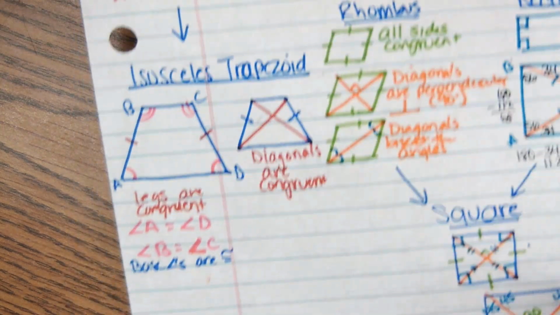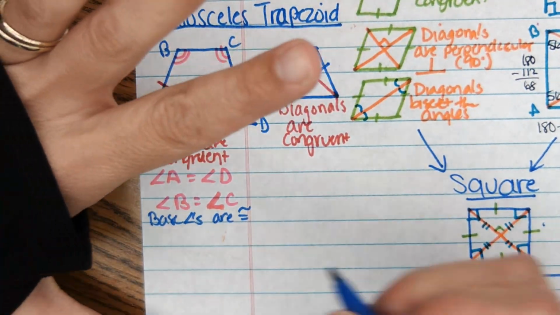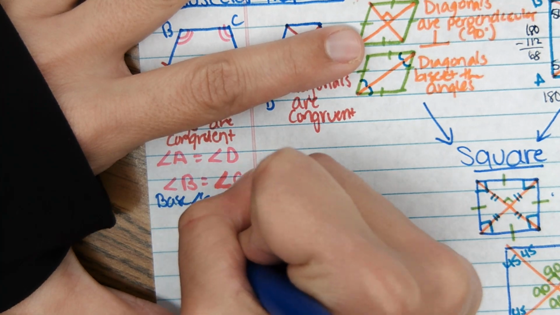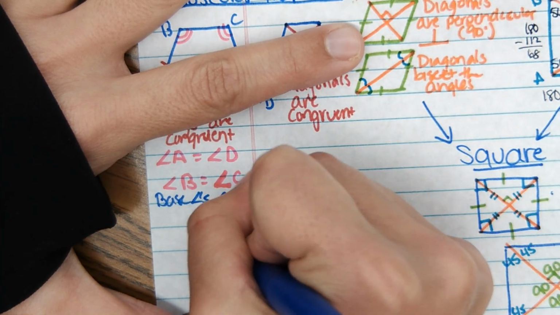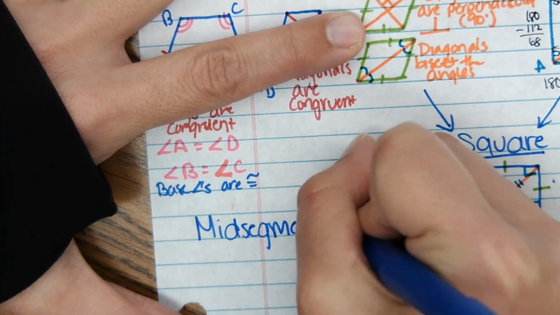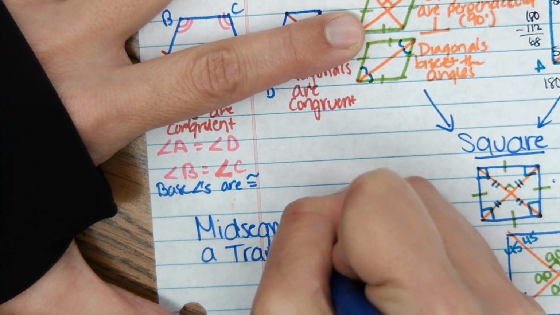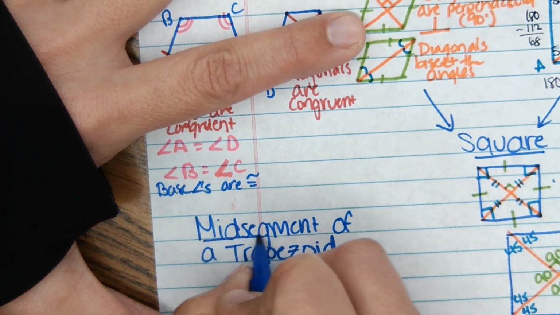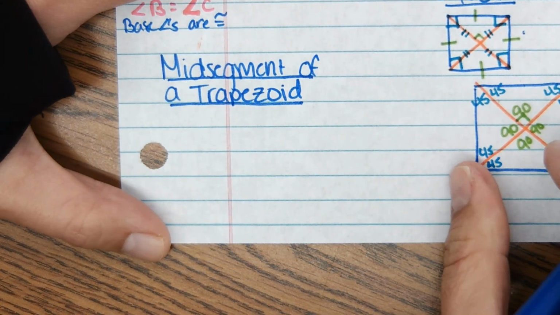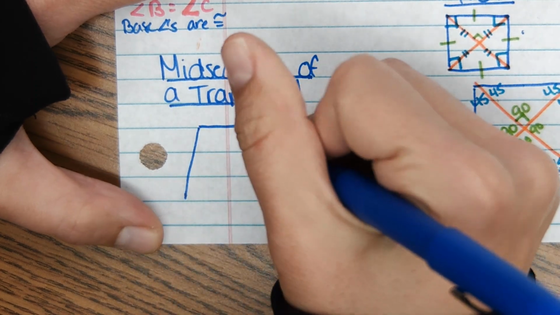Okay, then one more thing we're going to learn about trapezoids. I don't know if it's considered a kid or how it would fit into the family tree, but the lesson today is on the mid-segment of a trapezoid, and so we'll learn what that is. And so down here, I'm going to draw a trapezoid.